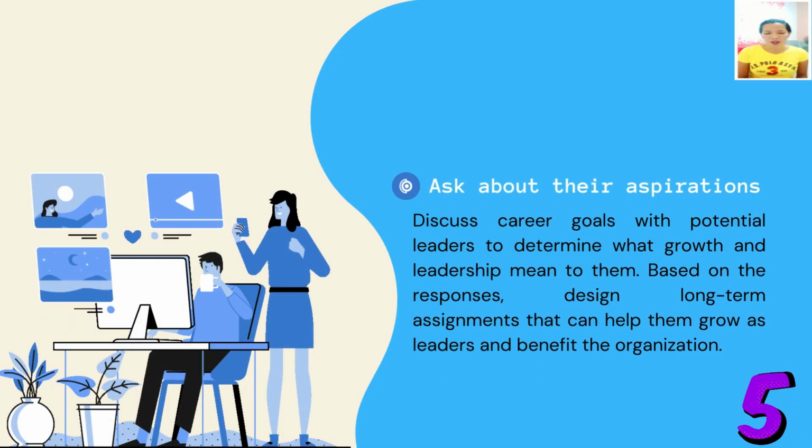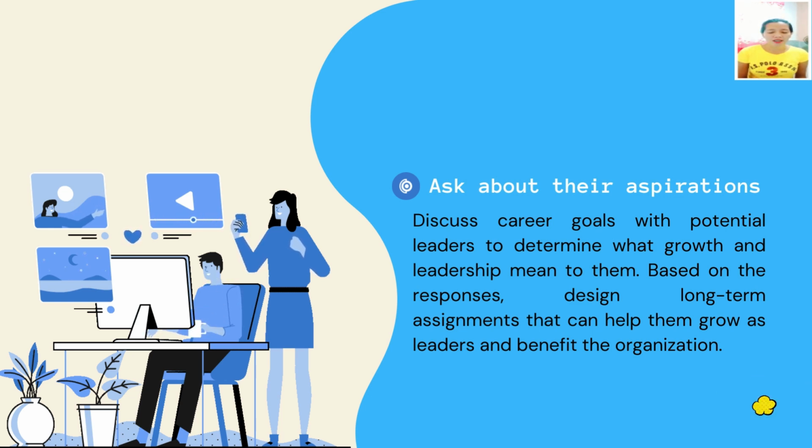Fifth, ask about their aspirations. Knowing potential or developing leaders' aspirations enables leaders to support growth and assist them in achieving their personal and professional goals, while at the same time advancing the school's mission or the organization's mission.